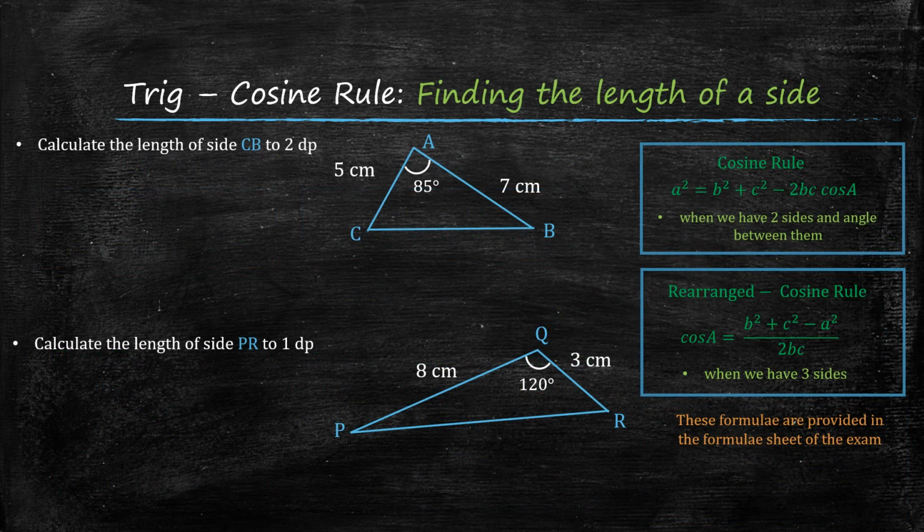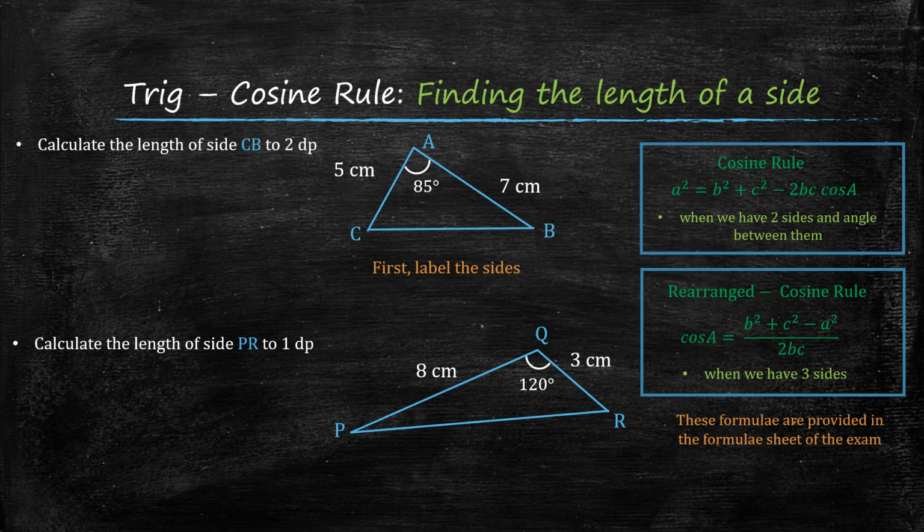In our first couple of examples, we will show how we can use the cosine rule to find the length of a side. So our first example, we're asked to calculate the length of side CB to two decimal places for triangle ACB. So ACB has a side length AC of 5 centimeters, AB of 7 centimeters and angle CAB or angle A of 85 degrees.